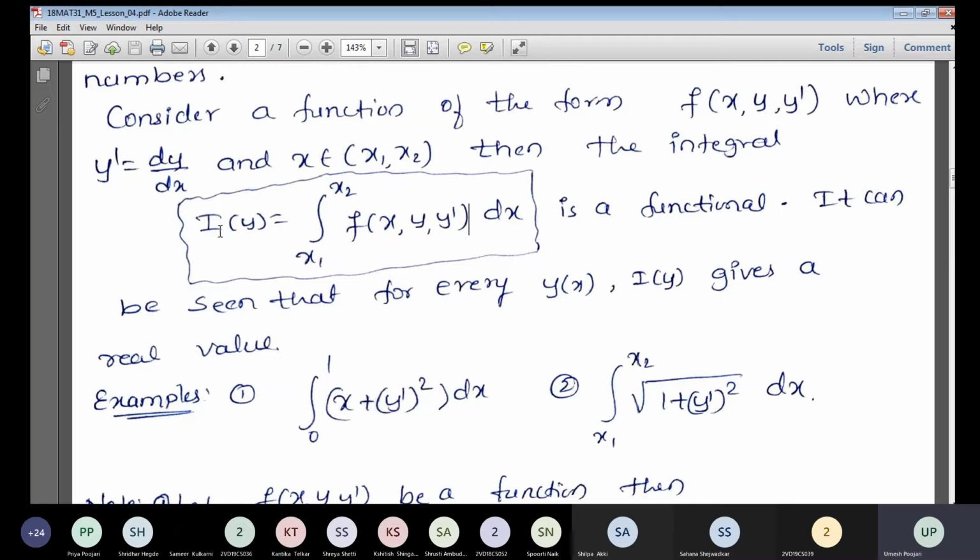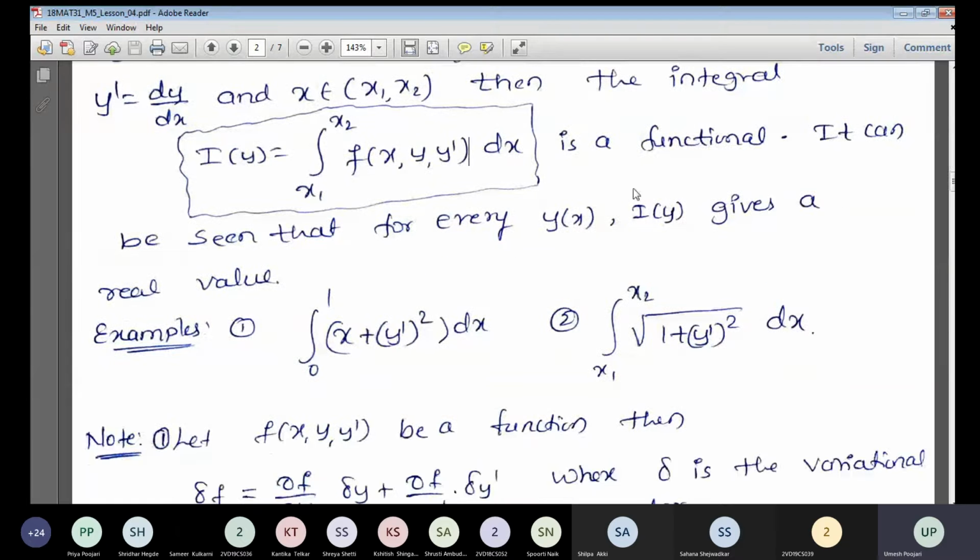So therefore, this integral is a mapping from a function to some real value. After evaluating this particular definite integral, we are going to obtain some number or real value. So this is a mapping from functions to real numbers. So these types of integrals are called functionals. Okay. So for example, I can write the integration from 0 to 1 of (x plus y dash) whole square. Remember, in this concept the main variables are x, y and y dash.